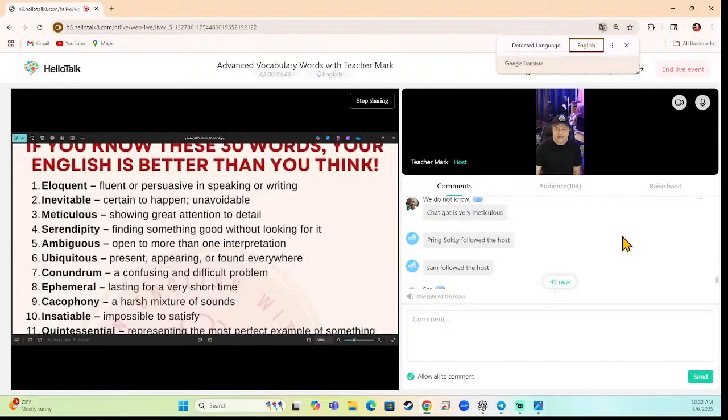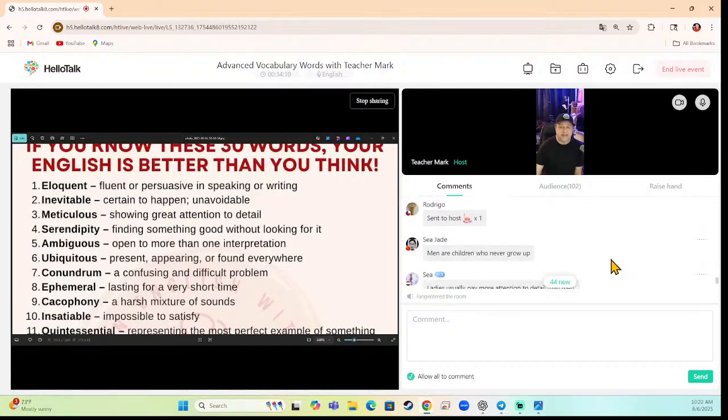ChatGPT is very meticulous. I would say ChatGPT is more meticulous than many people, but I would also say that in order to use ChatGPT well, then you must be very meticulous. That's the secret of using ChatGPT well, is to be meticulous.